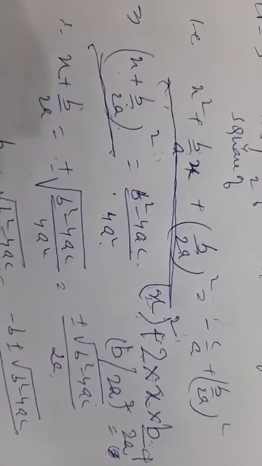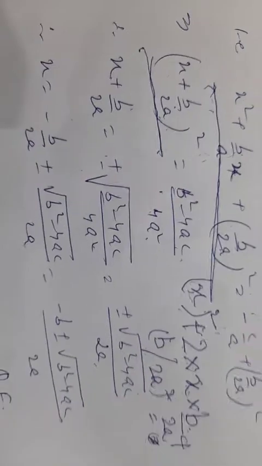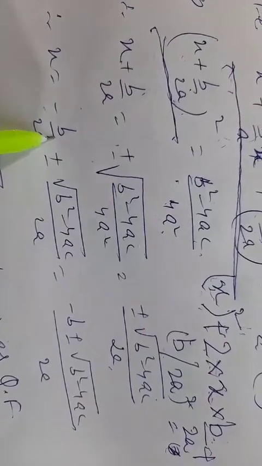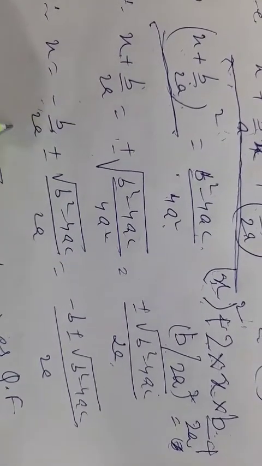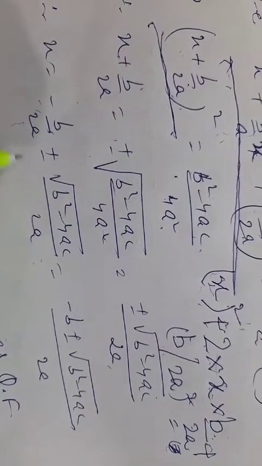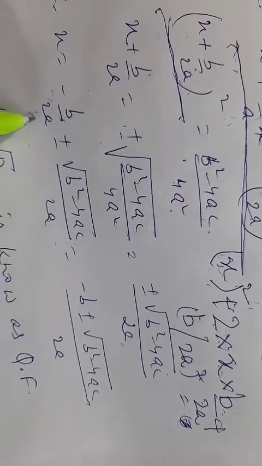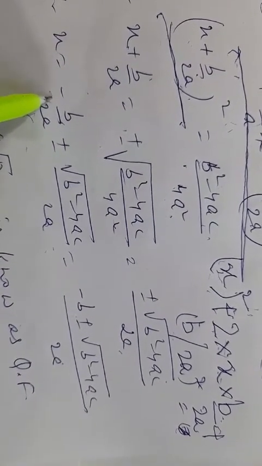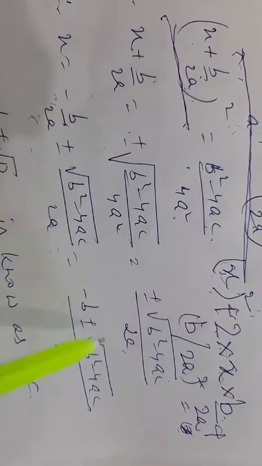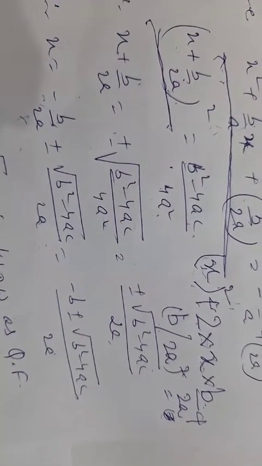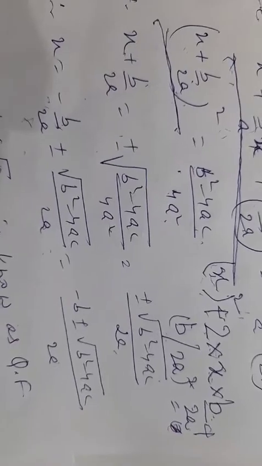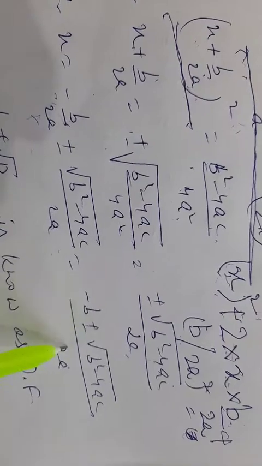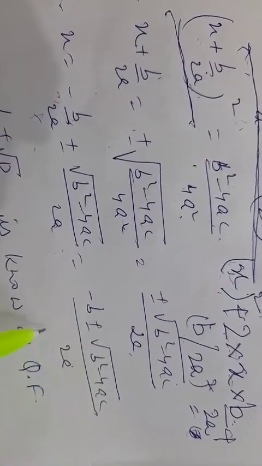Now after that, further simplification, this plus b by 2a will be taken to RHS and will become minus b by 2a. Now we see that the denominator is 2a in both cases, so we have taken the denominator common. What is left in the numerator? It is minus b plus minus root b square minus 4ac. Thus we have obtained the value of x, that it is minus b plus minus root b square minus 4ac by 2a.